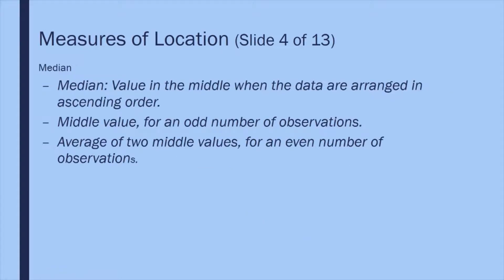Now, the median is another measure of central location. This is the value in the middle when the data are arranged in ascending order, that is, from smallest to largest value. With an odd number of observations, the median is the middle value. An even number of observations has no single middle value. In this case, we follow the convention and define the median as the average of the values for the middle two observations.